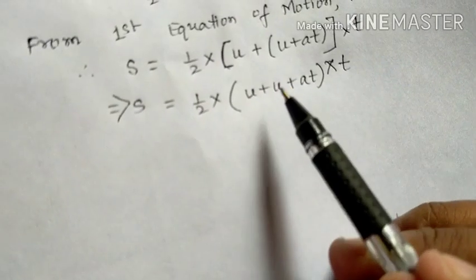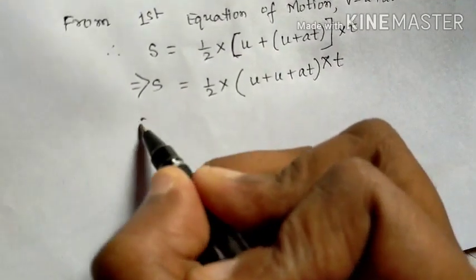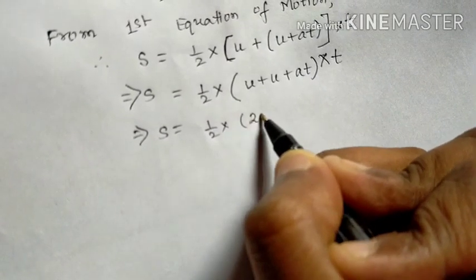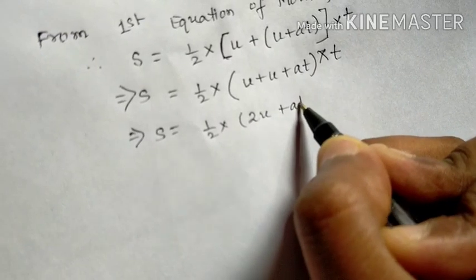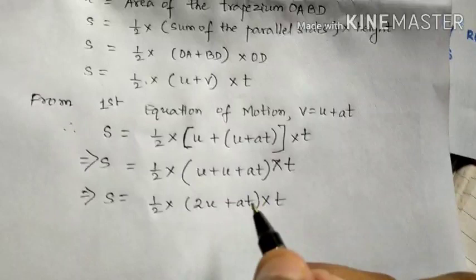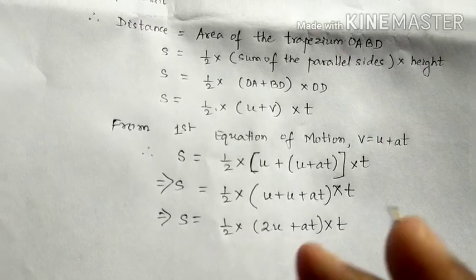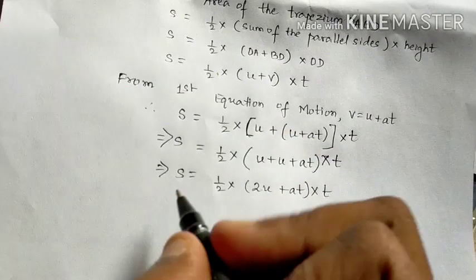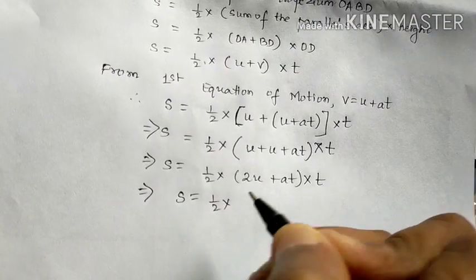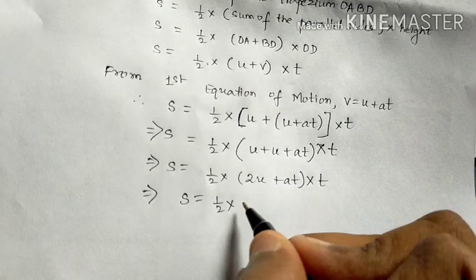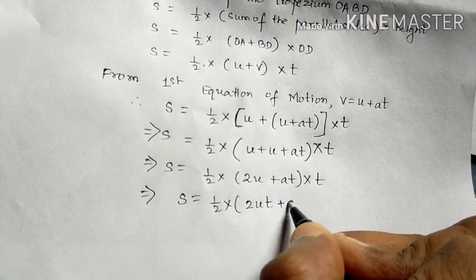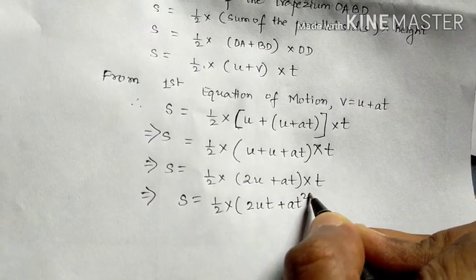Now you can add down the two terms of U, so that will give you S equal to half into twice of U plus AT multiplied by T. So the next step that we need to do is to multiply both the terms by T. That will give you, the first term will be twice UT plus AT square.